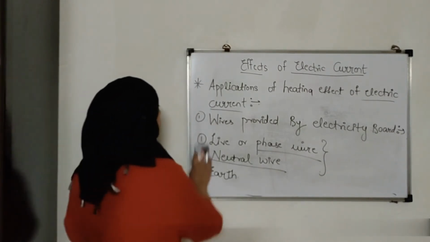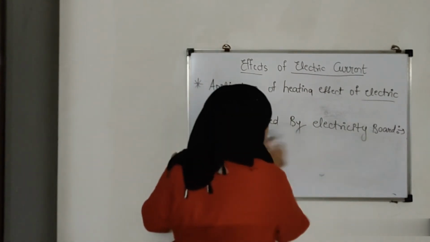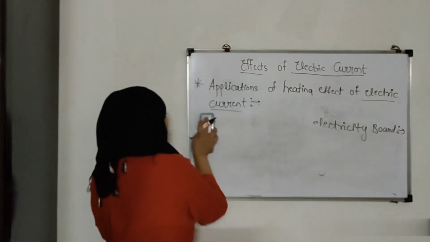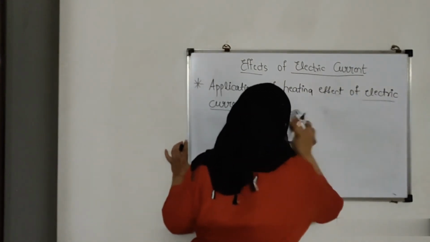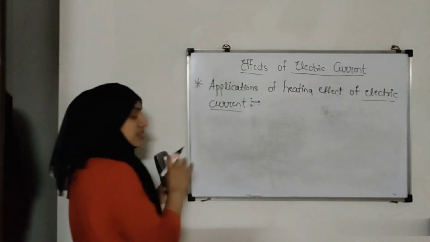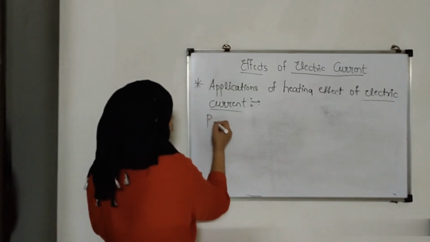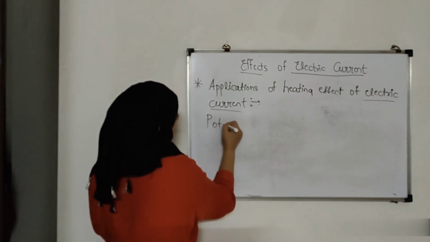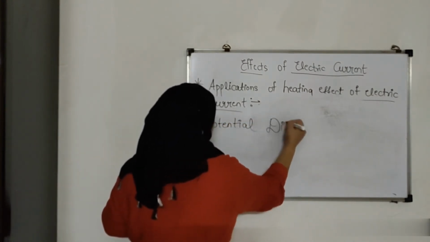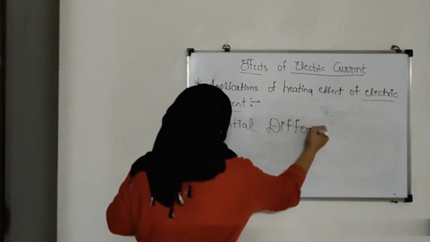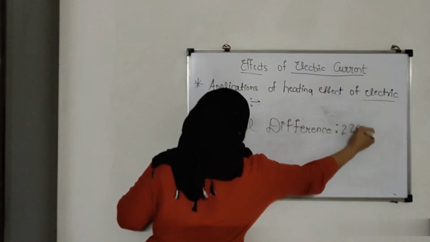Now the third one we are going to discuss is what is the potential difference provided by the board across electric appliances in India. See, the potential difference across each appliance is the same. Okay, and it is 220 volts. How much is it? 220 volts.